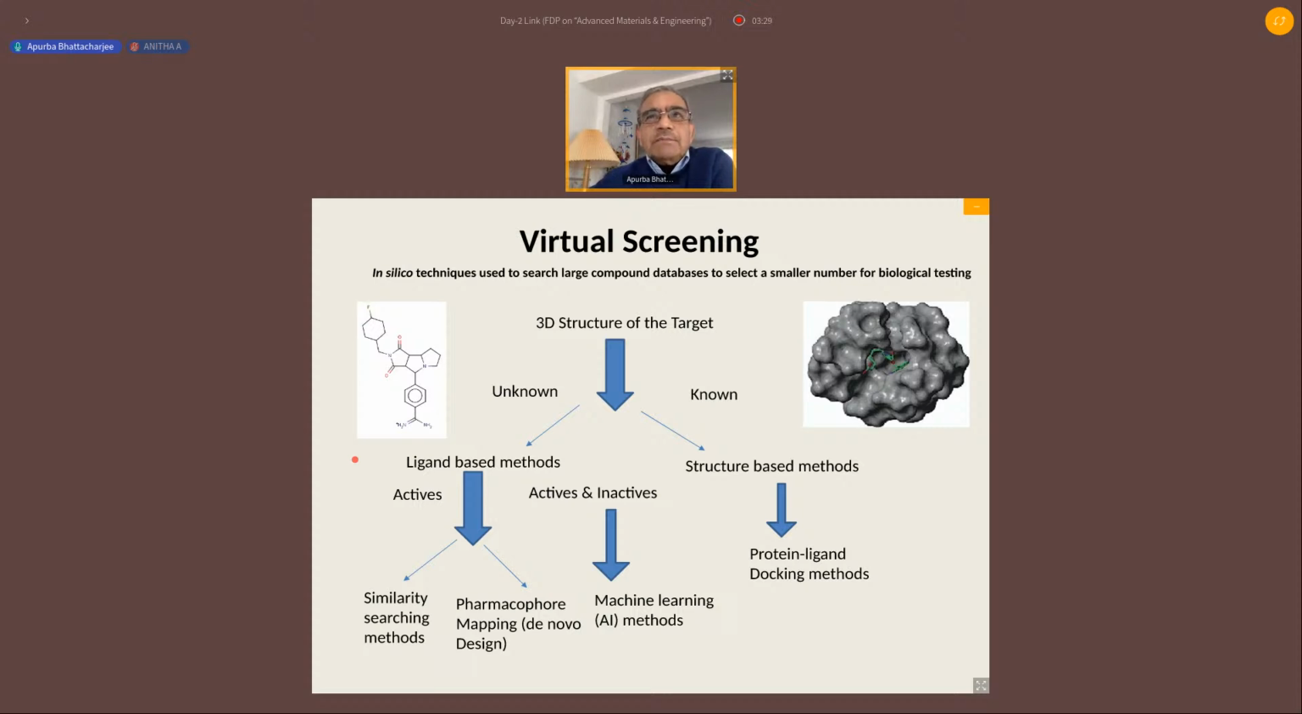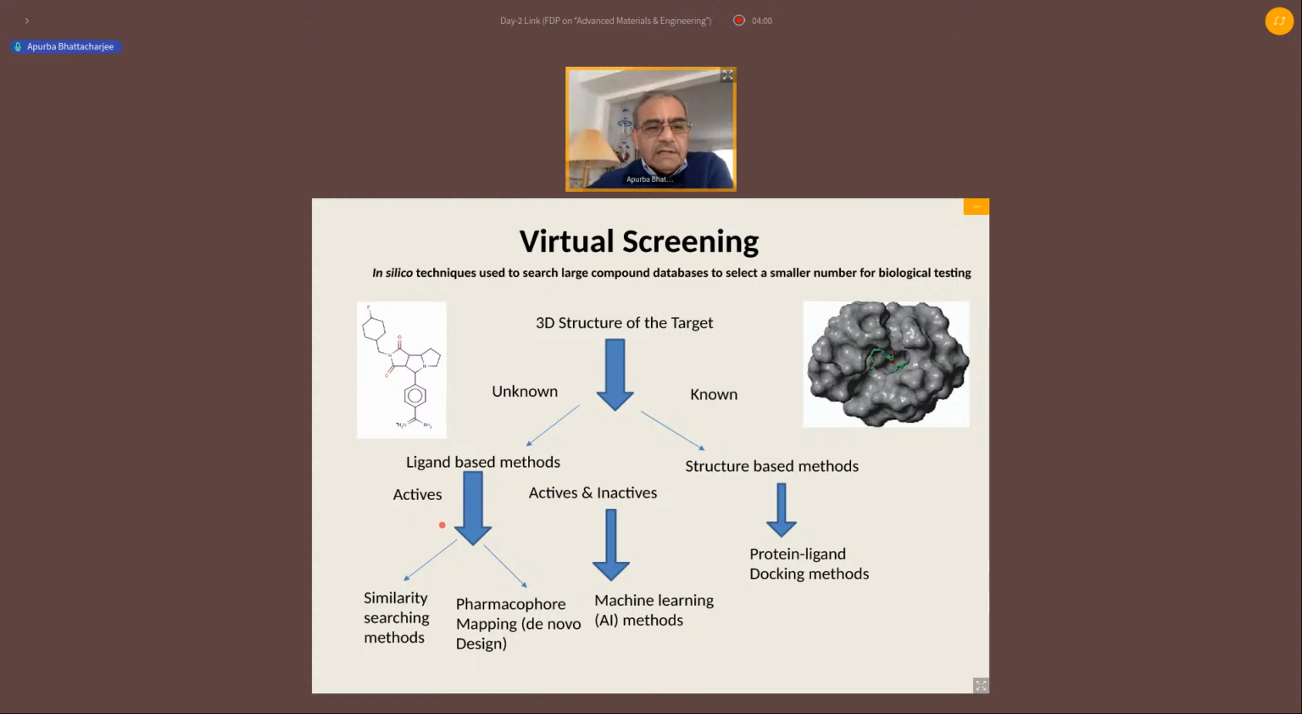That means, although the protein structure of the malarial disease is not known, we know that there are so many compounds available which are active against malaria. So based on the structural characteristics, the chemical structural characteristics, one can find completely new classes of compounds which are less toxic and easily bioavailable, and all other things, using in silico techniques.